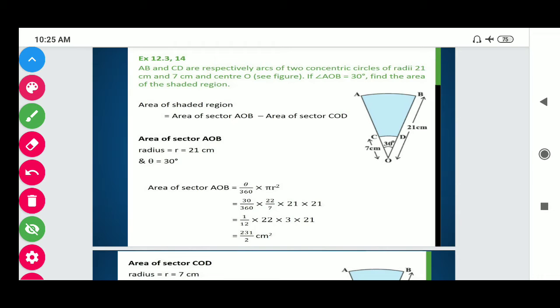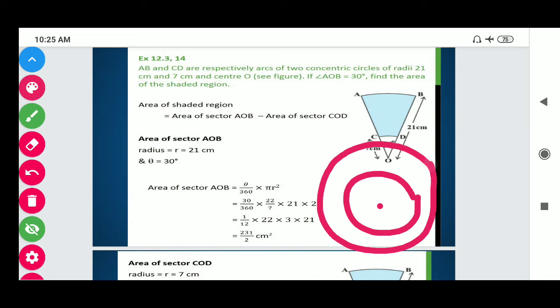AB and CD are respectively arcs of two concentric circles of radii 21 cm and 7 cm with center O. If angle AOB is 30 degrees, find the area of the shaded region. Students, here we have two concentric circles. What are concentric circles? Those circles which have the same center. So in this way, these are the two concentric circles having radius 7 centimeter and 21 centimeter.